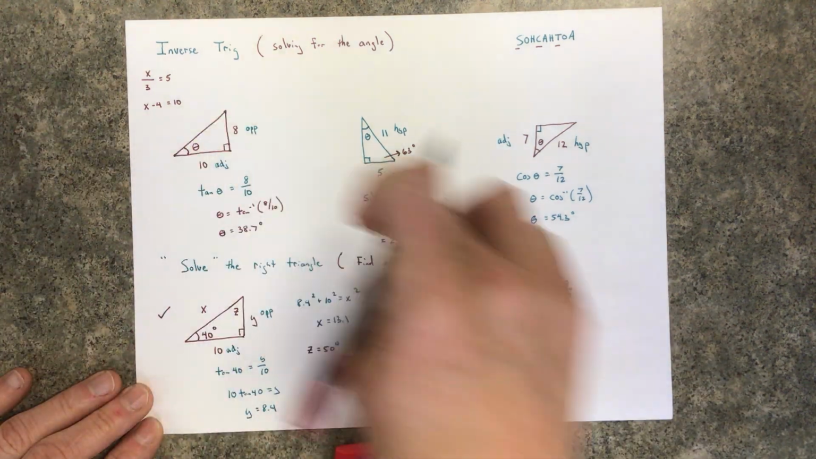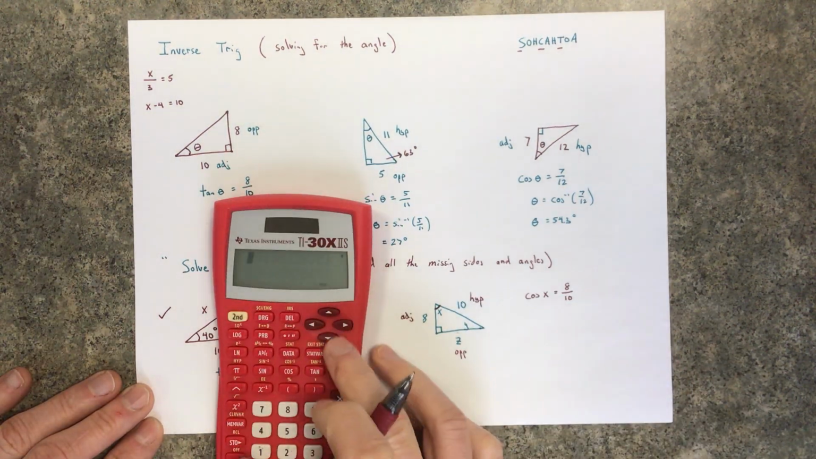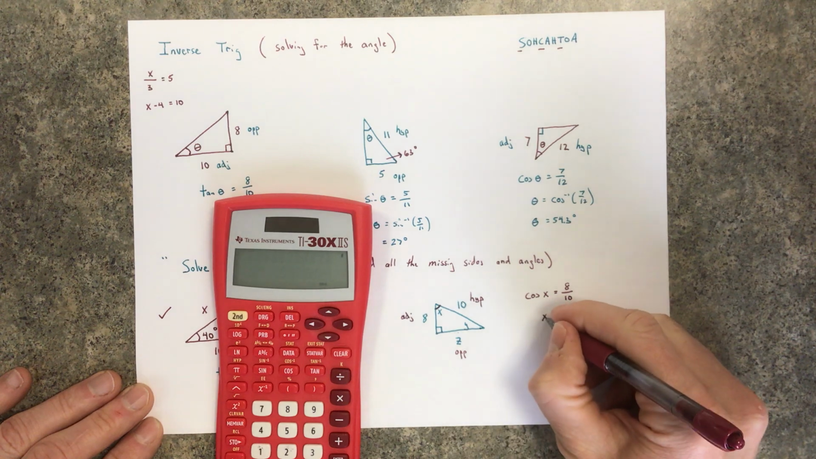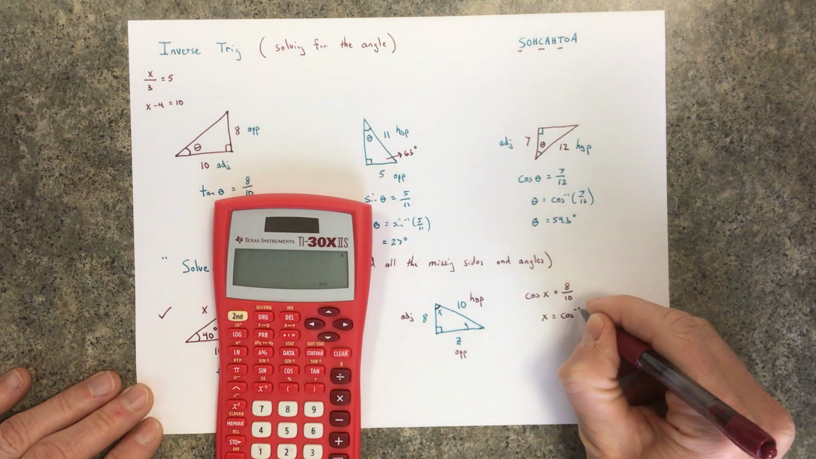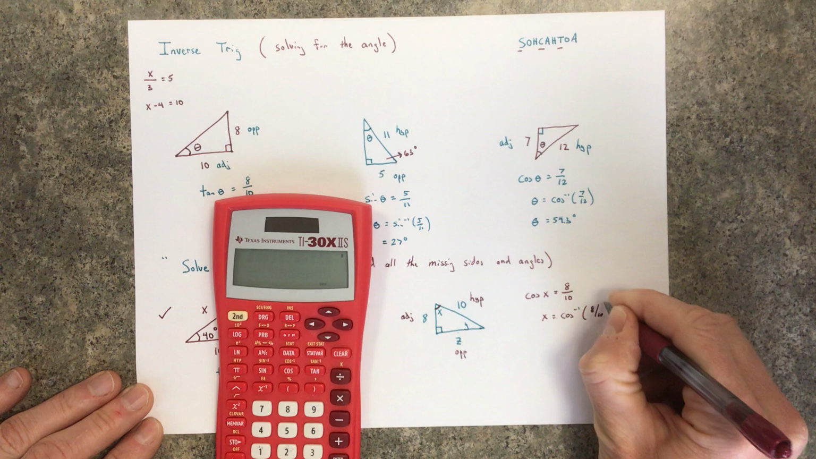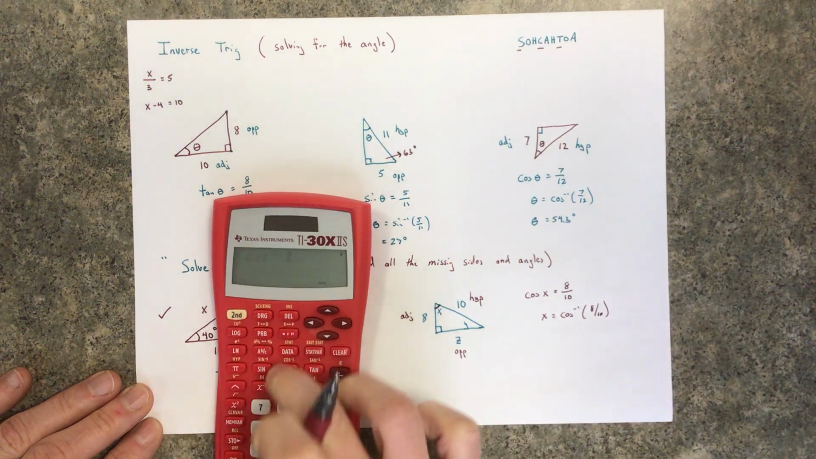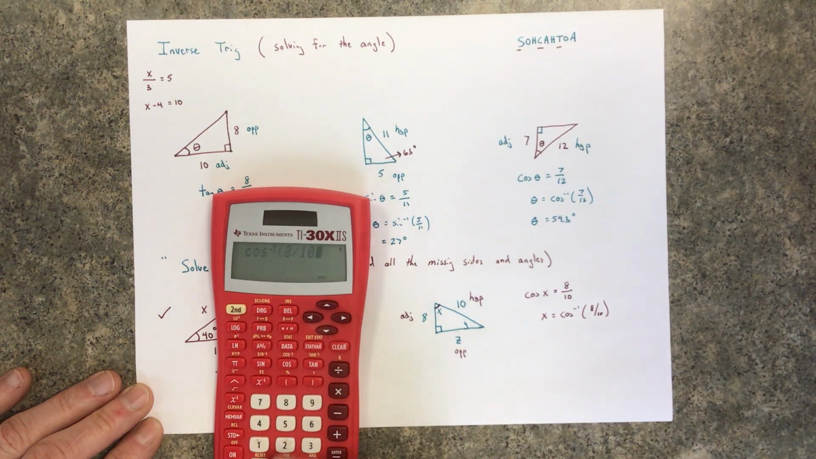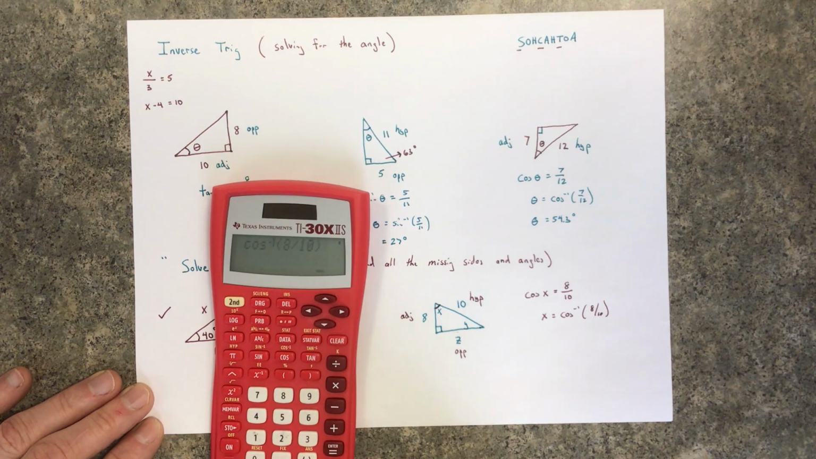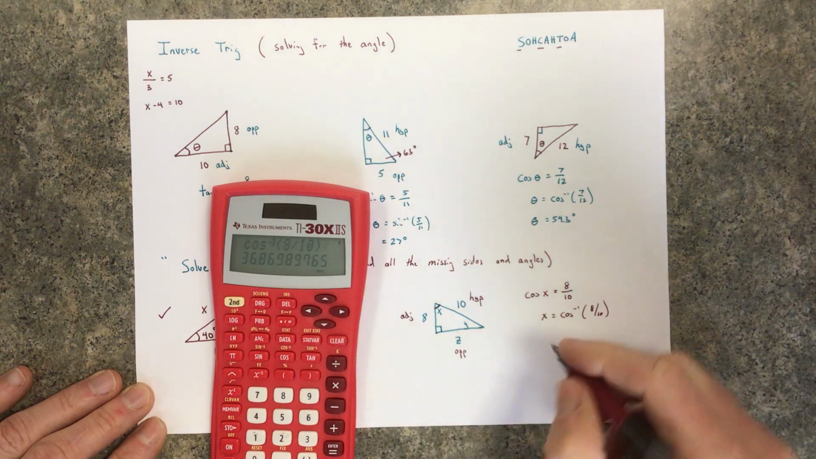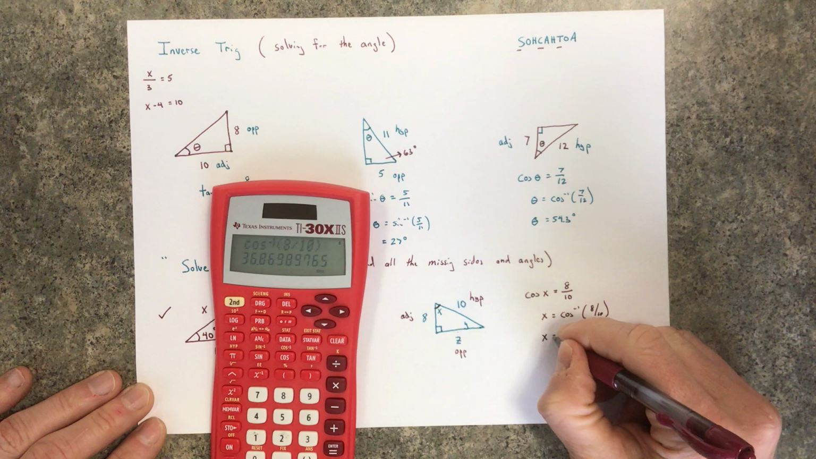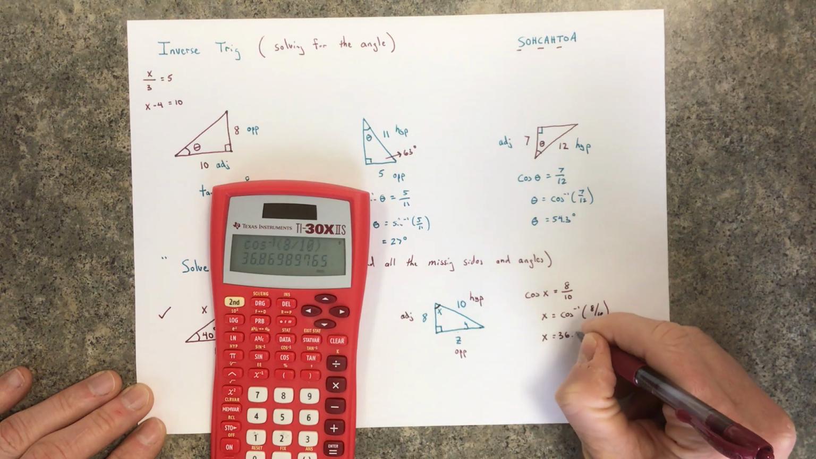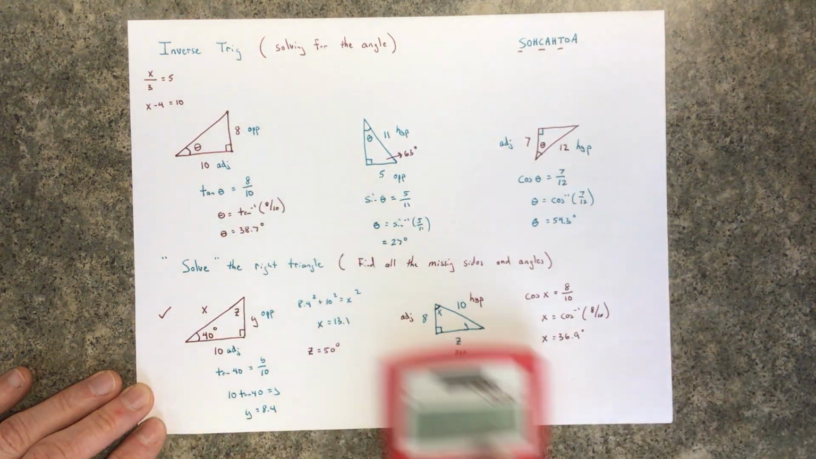And it turns out that I actually used the same triangle. I didn't mean to do that. And again, how do we solve for an angle? We use inverse trig. So we would do second cosine of 8/10, and we're going to get 36.9. X equals 36.9.